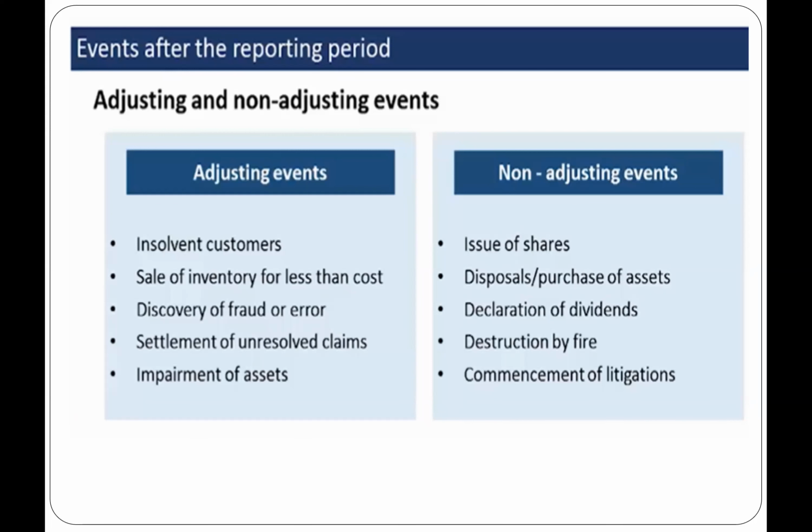Or you realize that instead of 10,000, you wrote 100,000 and then you overstated your cash balance, for example. It means you made an error but discovered it after year end. You simply go back and adjust the amount.